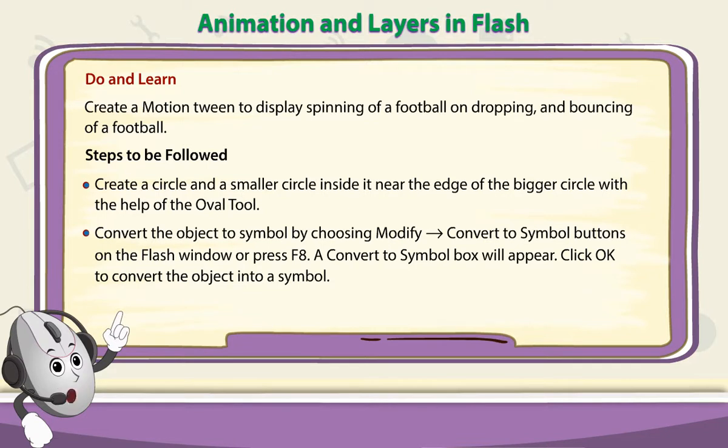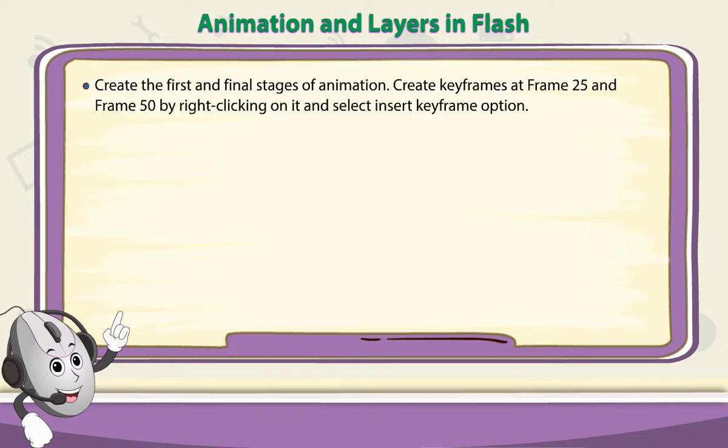Convert the object to symbol by choosing Modify, Convert to Symbol buttons on the Flash window, or press F8. A Convert to Symbol box will appear. Click OK to convert the object into a symbol. Create the first and final stages of animation. Create keyframes at frame 25 and frame 50 by right-clicking on it and select Insert Keyframe option.